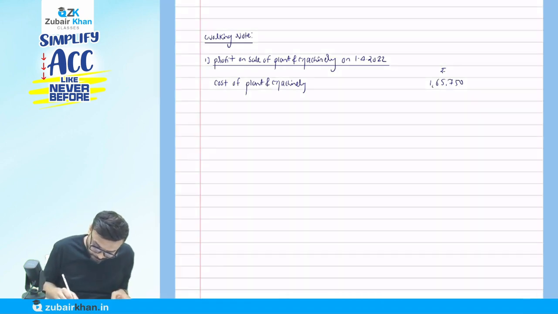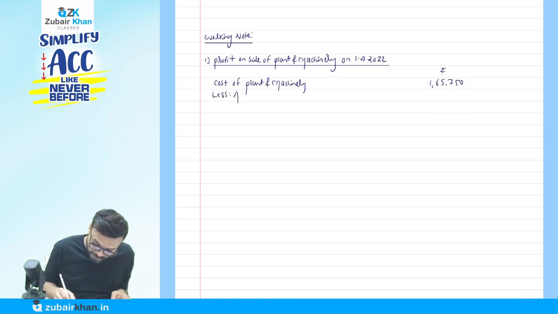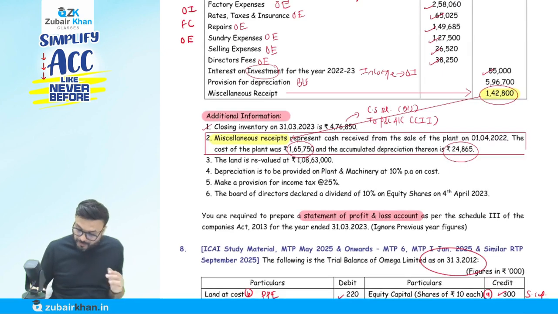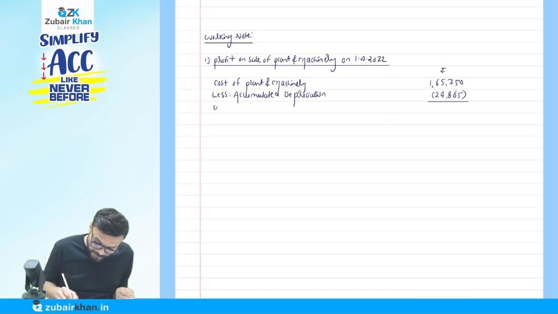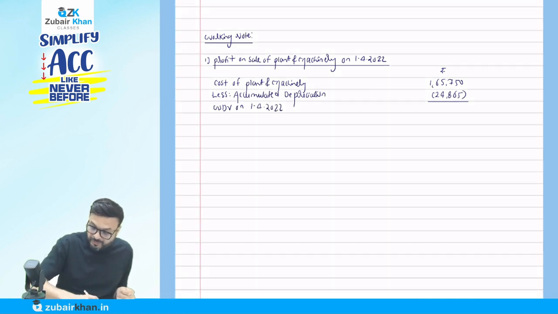Then we have accumulated depreciation, which is how much here? 24,865. This is accumulated depreciation. So the WDV, written down value on 1st of April 22, will come from 1,65,750 minus 24,865.